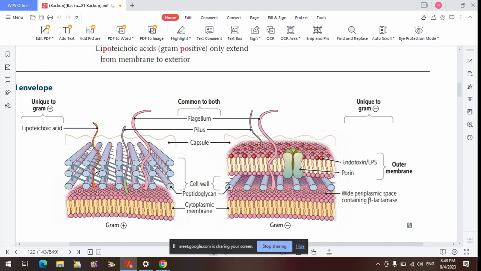So the lipoteichoic acid is just the equivalent of the lipid A for gram-negative. It can also activate the macrophages so that they will release interleukin 1, interleukin 6, TNF alpha, that will lead to endotoxic shock. Lipoteichoic acid, you find it only in gram-positive, just like the way you find lipid A in gram-negative.